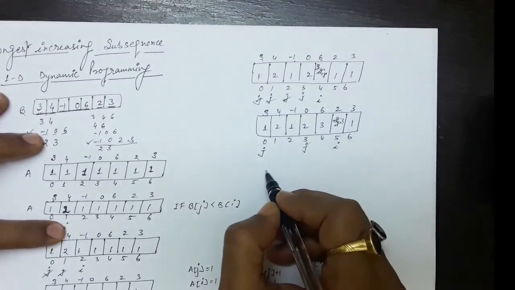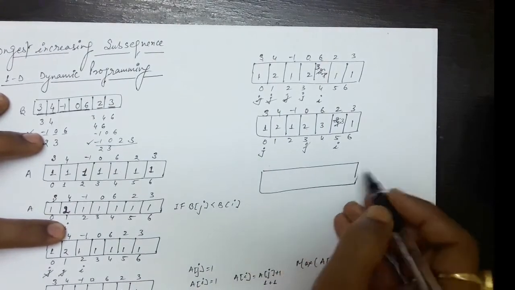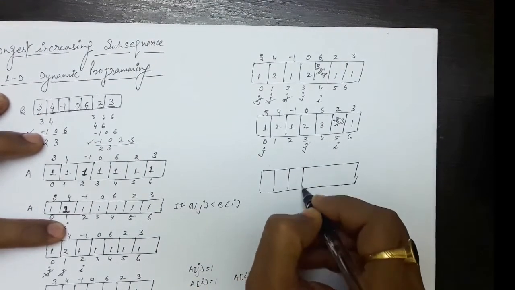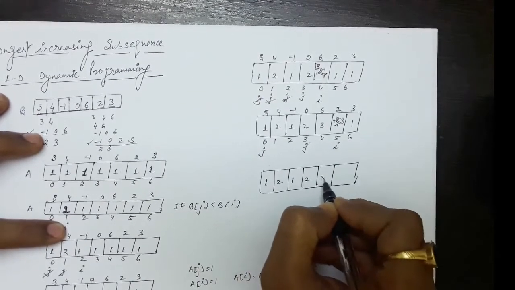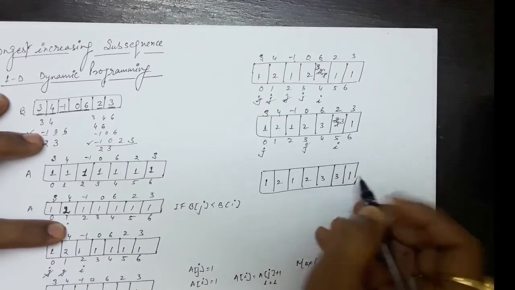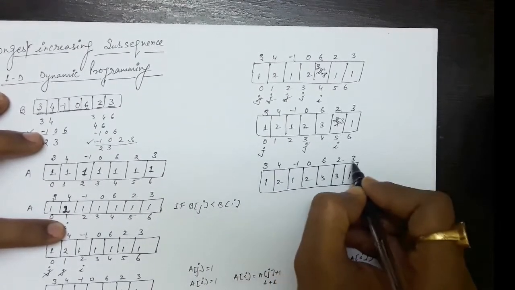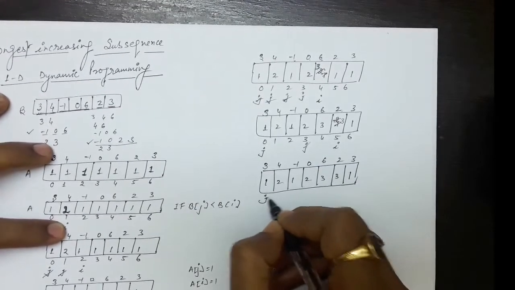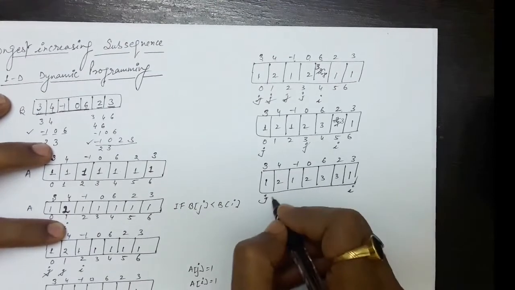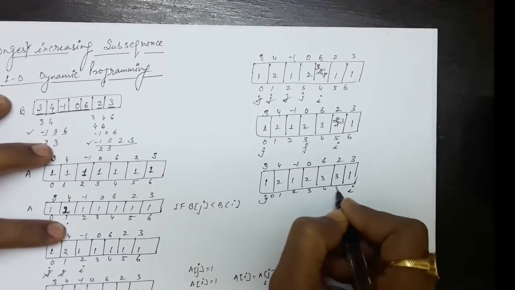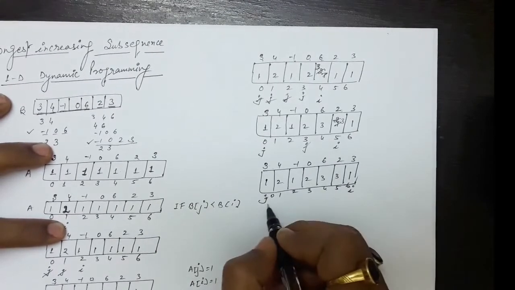So now the updated array after this iteration is 1, 2, 1, 2, 3, 3 and 1. So 3, 4, minus 1, 0, 6, 2 and 3 are the numbers. We again let the value J here and I will be here. 0, 1, 2, 3, 4, 5, 6 are the indexes. So J is at 0 and I is at 6.